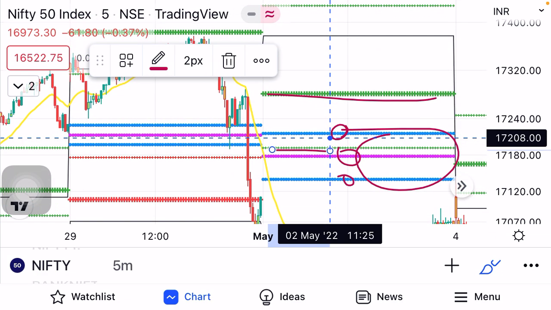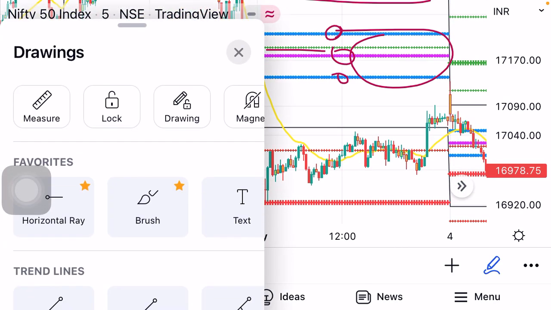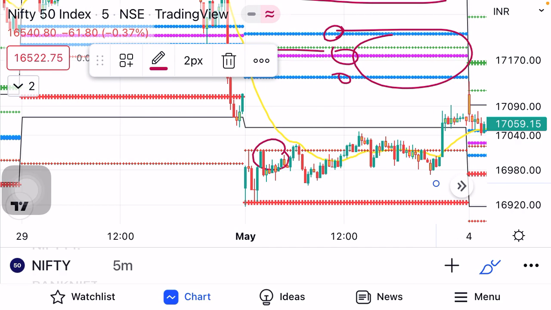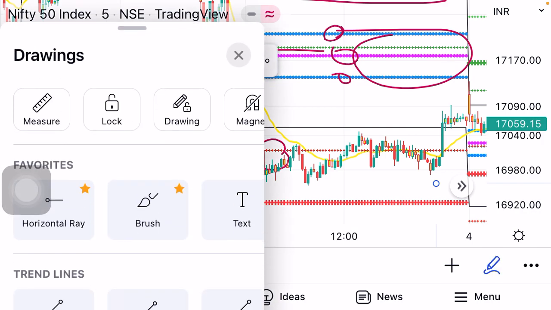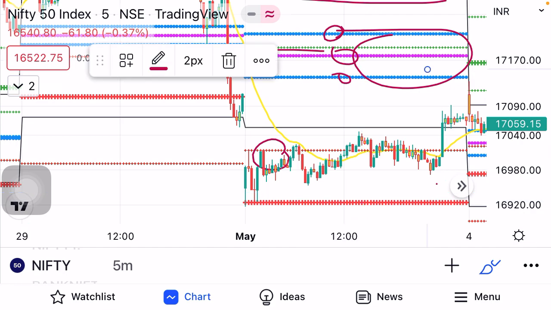See, sometimes the H3 will be inside the CPR, or sometimes it's above the CPR. And here, if you observe, this is L3, that is this red line, and this thick red line is L4. Okay, and what is our discipline rule?